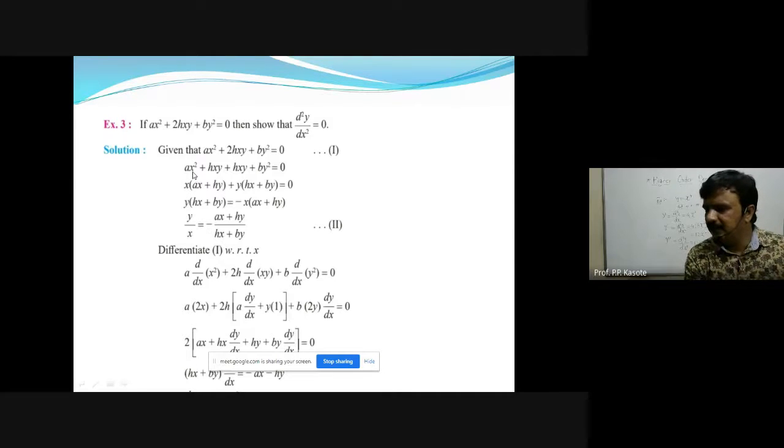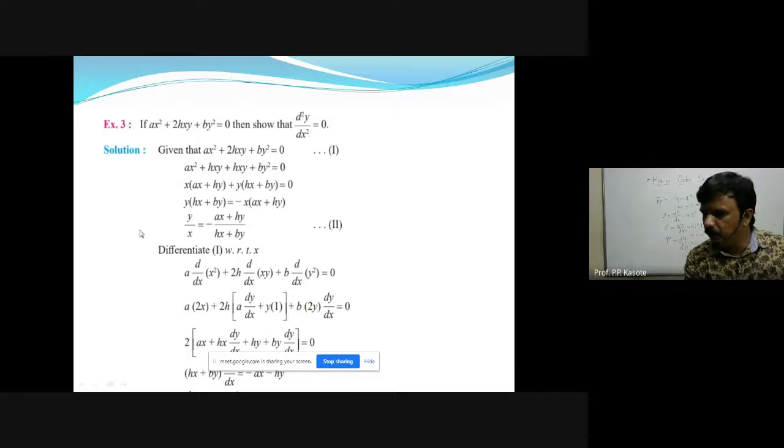Now you can see that in the second step, ax square plus hxy plus hxy plus by square is equal to 0. Now observe the first two terms. There is x in both the terms. Take x common, so we'll get ax plus hy inside the bracket. And from the third and fourth term, we can take y common, so we'll get hx plus by inside the bracket, which is nothing but 0. Now the question is, can we shift this term to the right hand side? Yes, for our convenience we can shift. So this positive term will turn negative after shifting it to the right hand side.